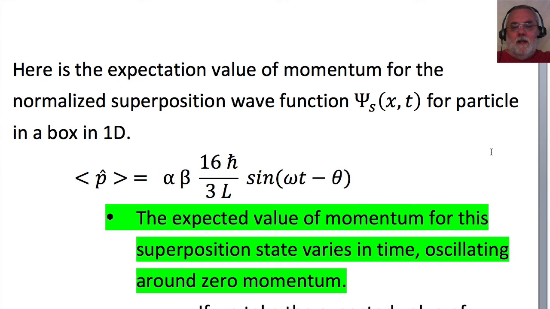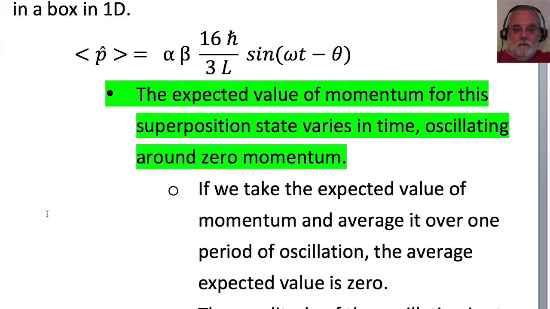Recall that for an energy eigenfunction, the expectation value of momentum is 0. And here for the superposition state, the expectation value of momentum is oscillating around 0. Now, if we average this over one period of oscillation, the average over time is 0, and we would expect that.